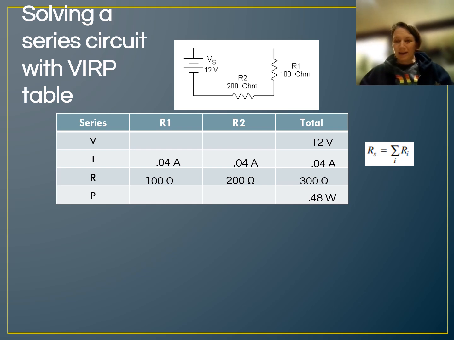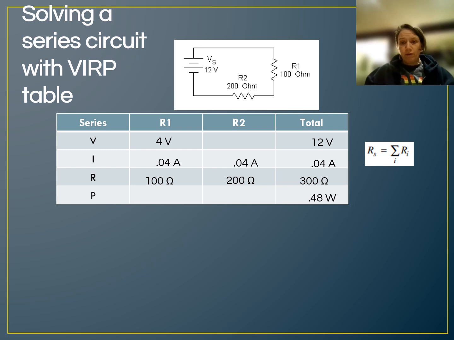Then it goes back to thinking about physics. We're in a series circuit. That means that there are no junctions. So if 0.04 amps of current are coming out of the battery, that same current has to travel through the entire circuit and back to the other end of the battery. So we must be able to put 0.04 amps in for the current through R1 and also through R2.